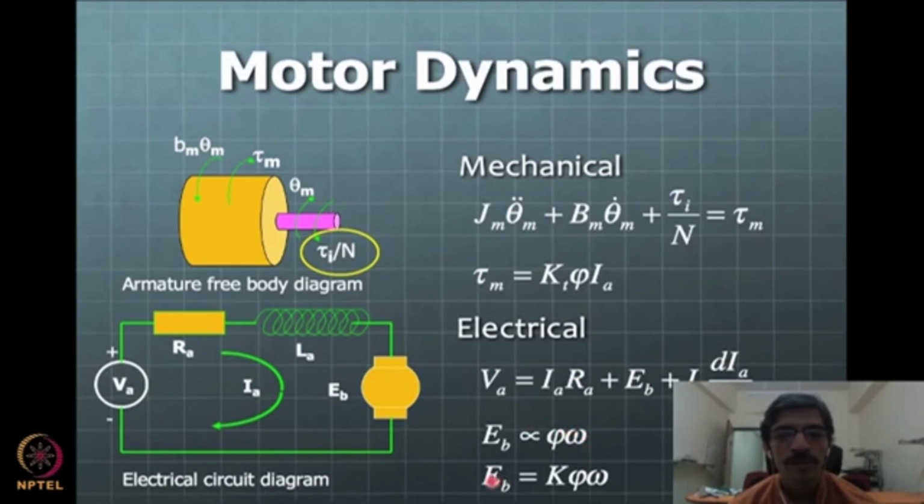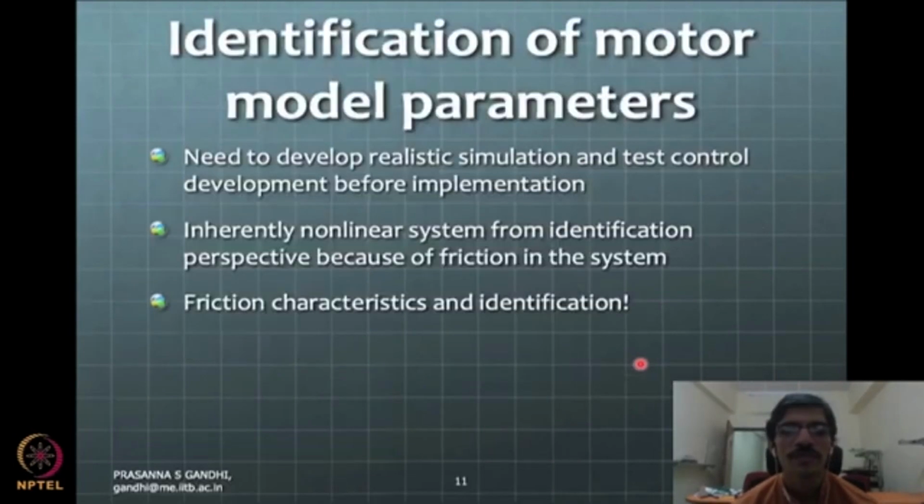Okay, so you can write it as again, this flux may be showing as a separate component or may not show as a separate component, depending upon permanent magnet motor or separately excited motor. Okay, so this is a basic kind of a motor dynamics model. Now one can simplify this further by considering this coupling of the current.